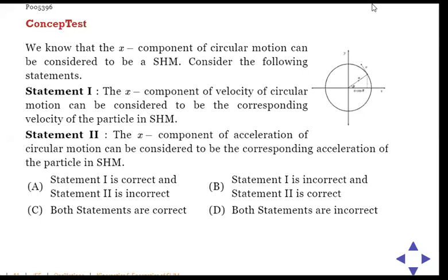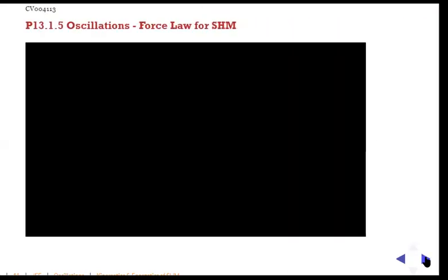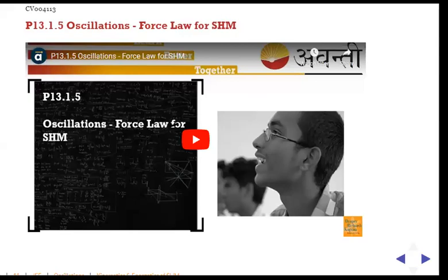You're saying both are correct. So let's see. We know that the X component of circular motion can be considered to be SHM. That's what we see, that the X component is changing. Statement one says the X component of velocity of circular motion can be considered to be the corresponding velocity of the particle in SHM. Two, the X component of acceleration of circular motion can be considered to be the corresponding acceleration of the particle in SHM. Most have said that both are correct. So we have covered this till here. We'll be completing this in the next class, okay?